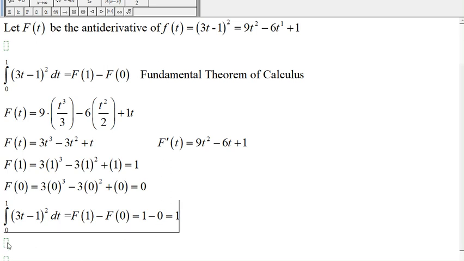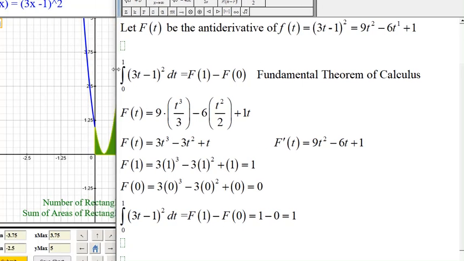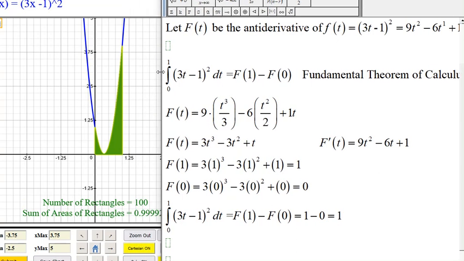And so we look back at the graph, then the area between the graph and the x-axis should be 1. And right here, we have an area of 0.9999, which is 1. And so again, that's what this definite integral represents, the area between the graph and the x-axis. And this area right here is 1. The exact answer is 1.